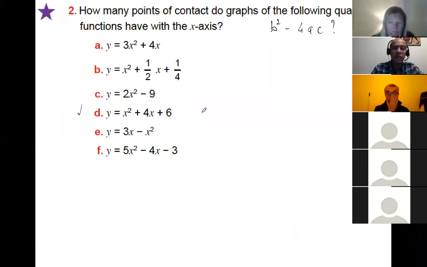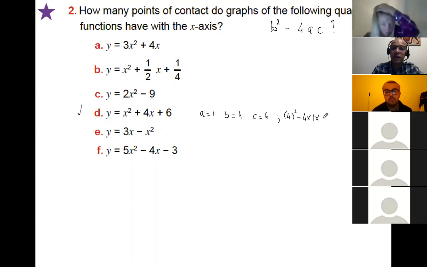So we've got a equals 1, b equals 4, and c equals 6. So I'm going to do b squared, which is 4 squared, minus 4 times 1 times 6. So 4 squared is 16, minus 24. That is negative.